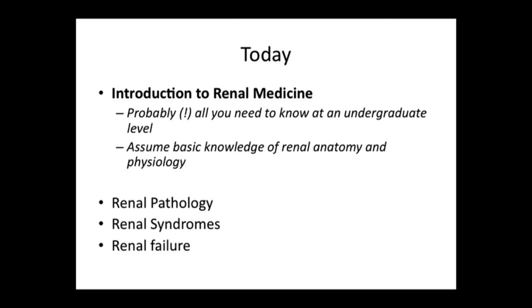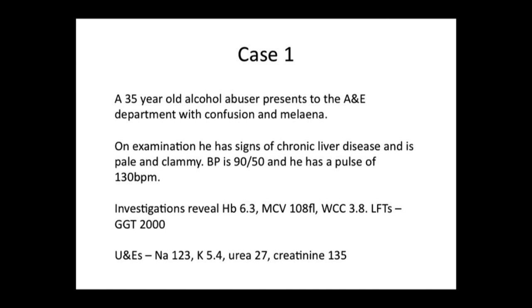So first of all, what I want to do is give you 3 cases just to have in your mind as I go through the first half of this little talk. The first case is of a 35-year-old alcohol abuser who presents to A&E with confusion and melena, so passing of digested blood in the stool. On examination, he has signs of chronic liver disease and is pale and clammy. The blood pressure is 90/50, so low, and the pulse is elevated at 130 beats per minute.